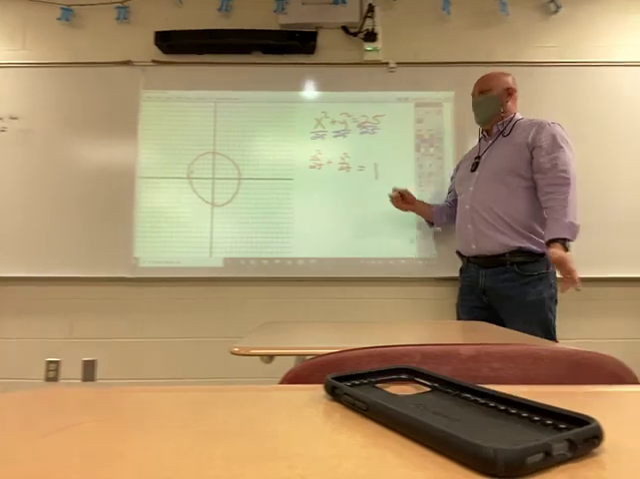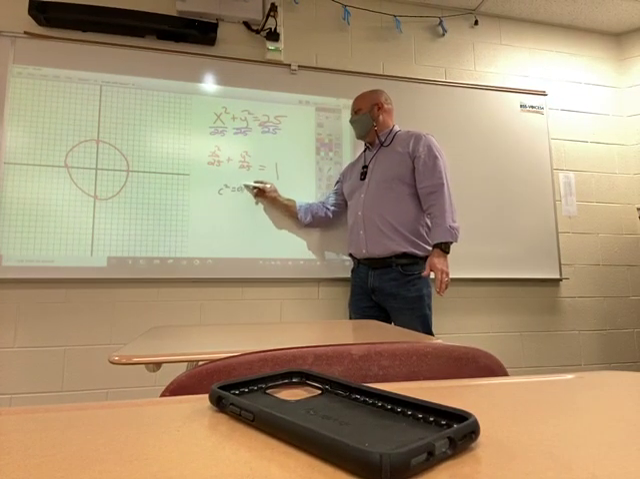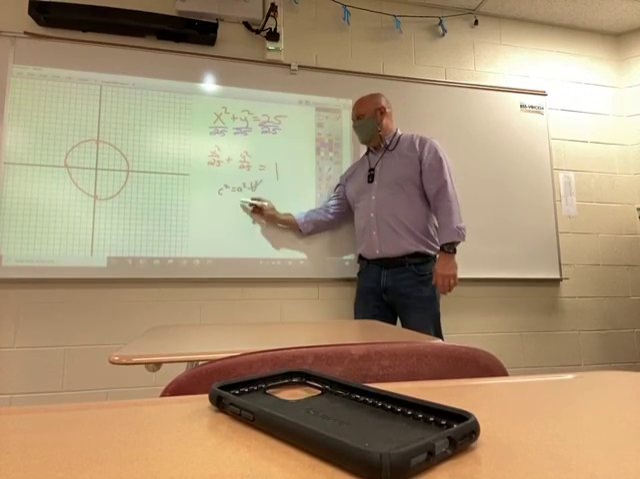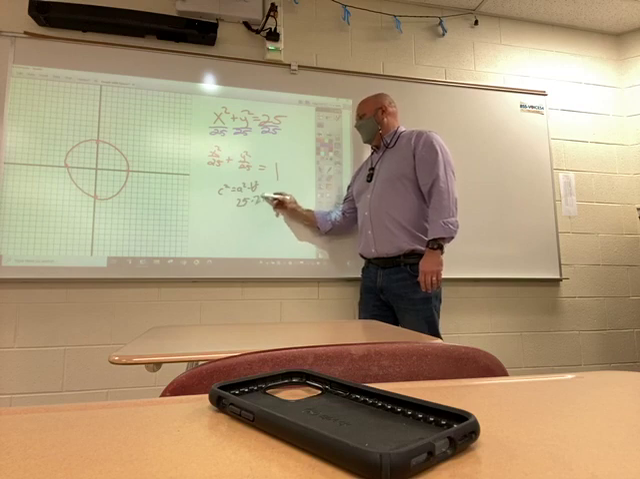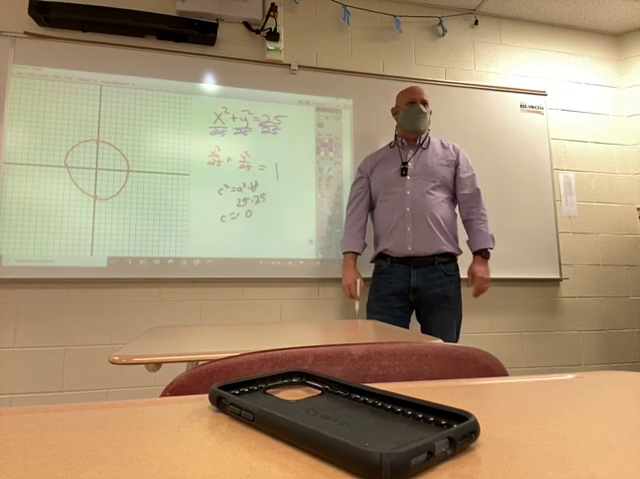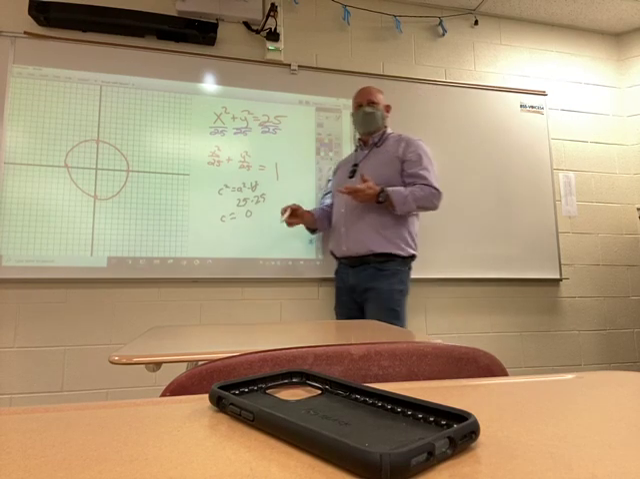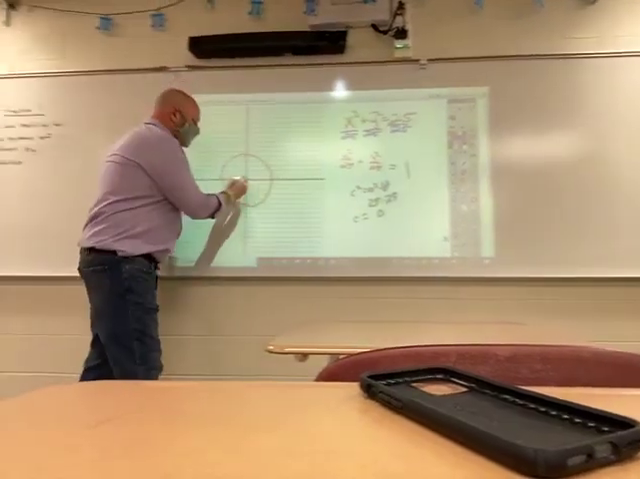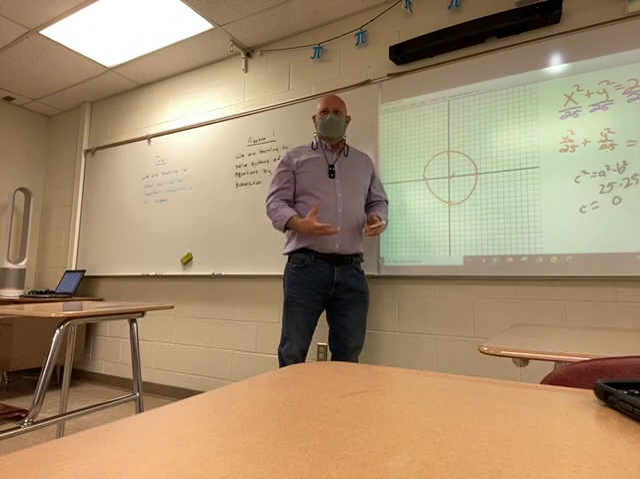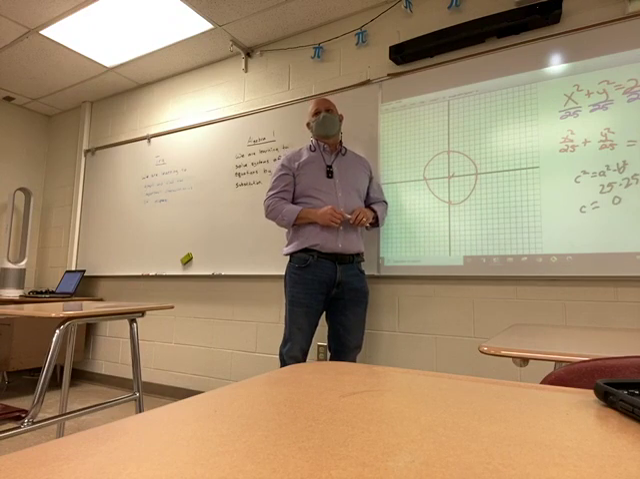What if I tried to find my focal points? I would do c squared equals a squared minus b squared. What am I going to get? 0. I'm going to get 25 minus 25, which is 0. How far up and down am I going to go? Right and left. Where are my two focus points? Right at the center, right? It still works. It's just weird because it's actually a circle, it's not an ellipse.